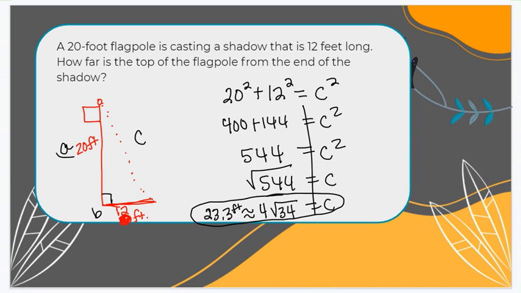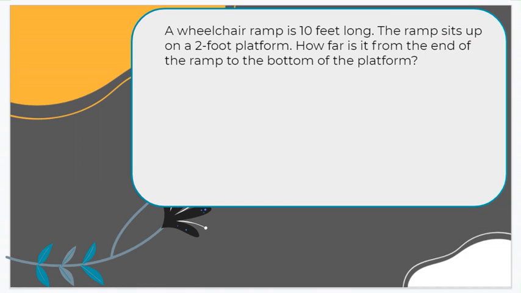All right, one more we're going to do in this video. Let's do the next one. We have a wheelchair ramp that's 10 feet long. The ramp sits up on a 2-foot platform. How far is it from the end of the ramp to the bottom of the platform? So here's my wheelchair ramp. And it tells me it's 10 feet long, so that is this part of my ramp. It sits up on a 2-foot platform, so that would be the height. And we want to know how far it is from the end of the ramp to the bottom. So we want to know this side here.